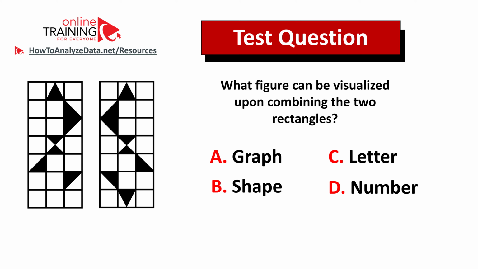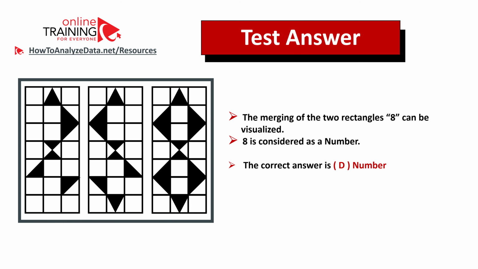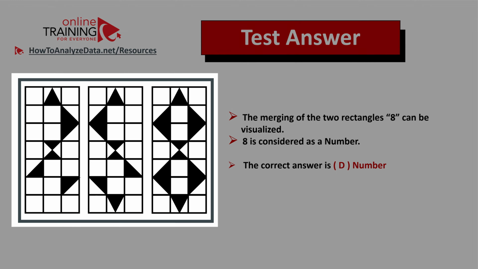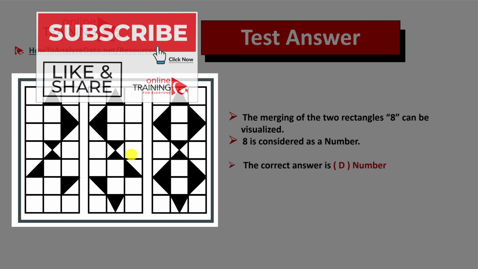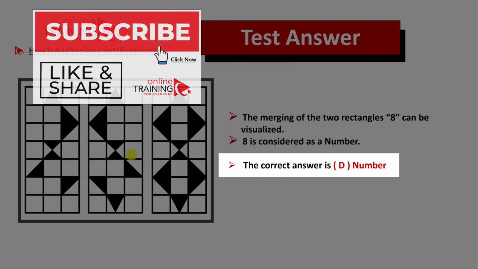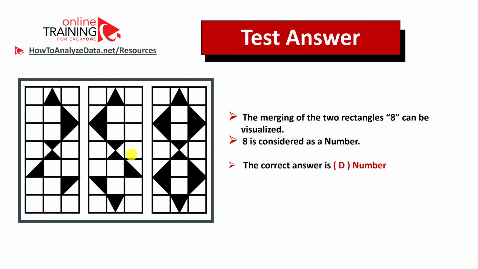Did you figure out the solution? Let's continue to see how we can get to the correct answer together. Let me explain to you how you can come up with the solution on your own. Upon merging of 2 rectangles, you can see that 8 can be visualized, and 8 is the number. So the correct answer is choice D, number. Hopefully you've nailed this question and now know how to answer similar problems on the test.